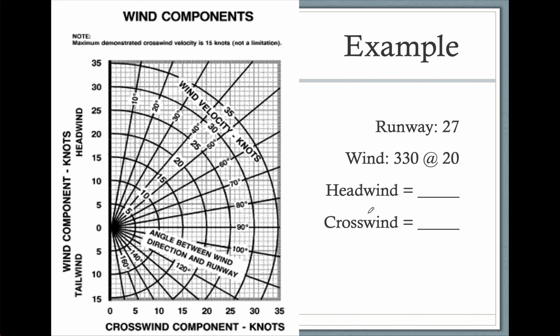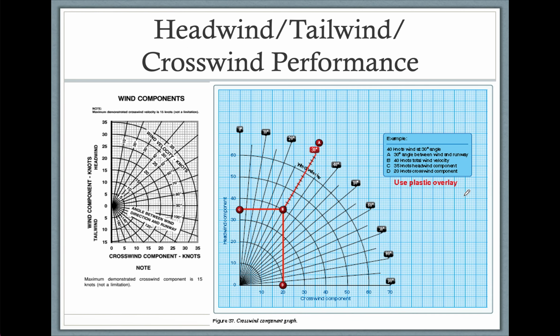Now, what a crosswind performance chart is, it's again the same thing. You put in your two givens. Where the lines intersect, it points you towards the answer you're looking for. And since it's a chart, they give you an example.